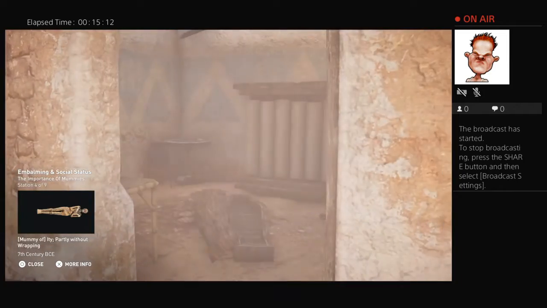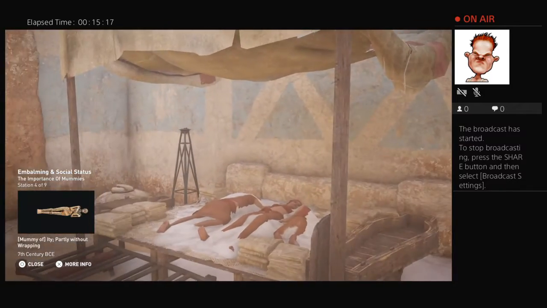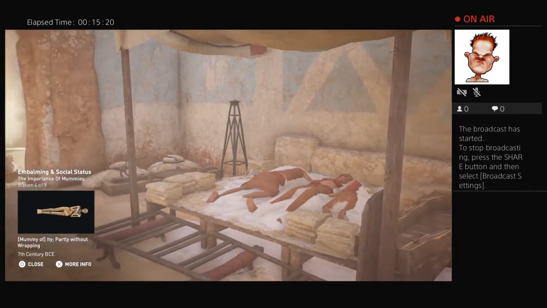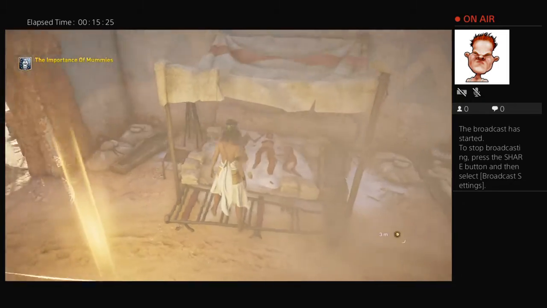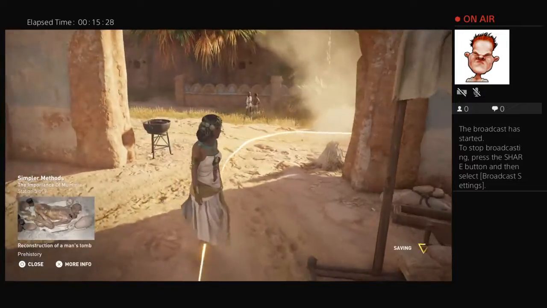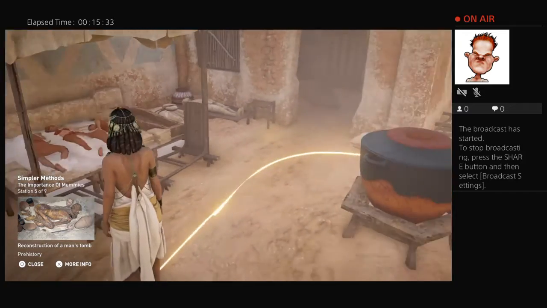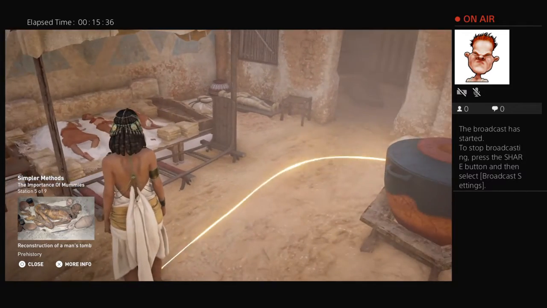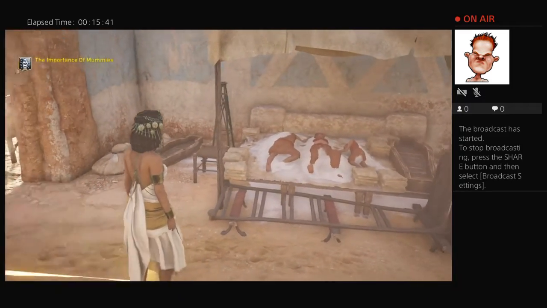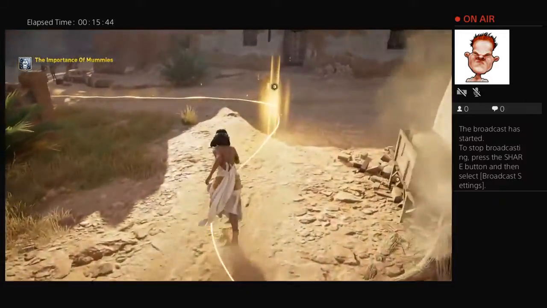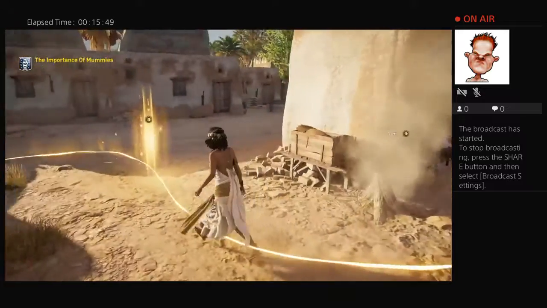The pharaoh had access to the most elaborate of mummification rituals. The richer citizens of Egypt also enjoyed complex embalming options, though none of them allowed for the removal of the brain or viscera. After purifying the body, the least costly embalming option was for the embalmers to simply inject a product called surmaya and immerse the body in the natron for up to 40 days before handing it over to the family. For all those who could not afford any embalming process, desert burials offered a pauper's alternative to preserve the bodies of the dead.